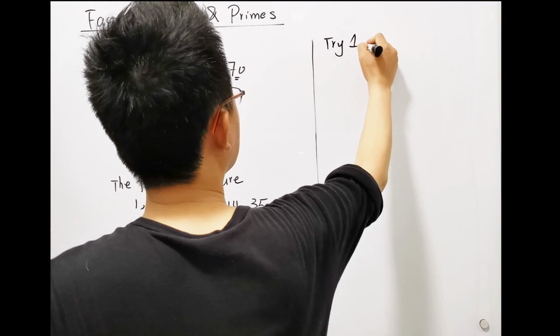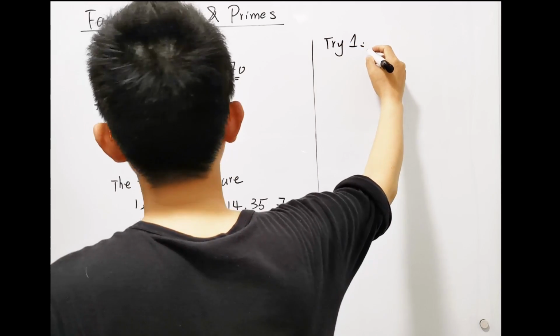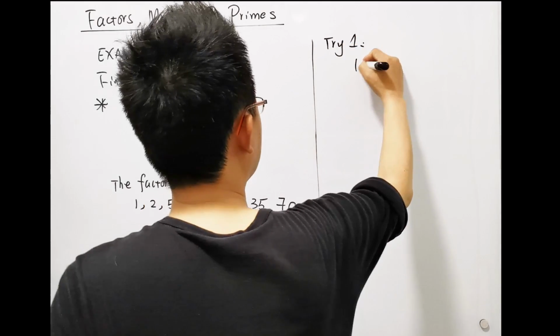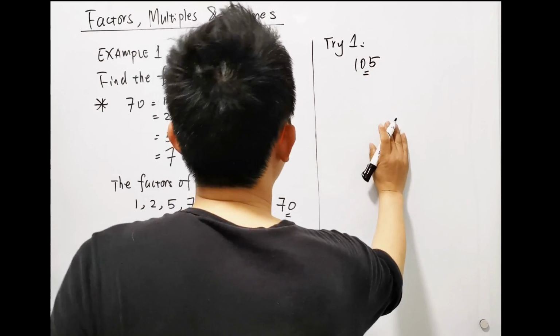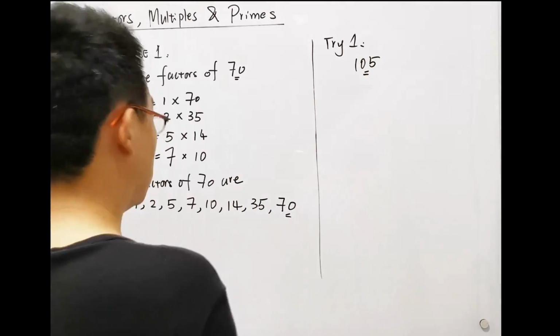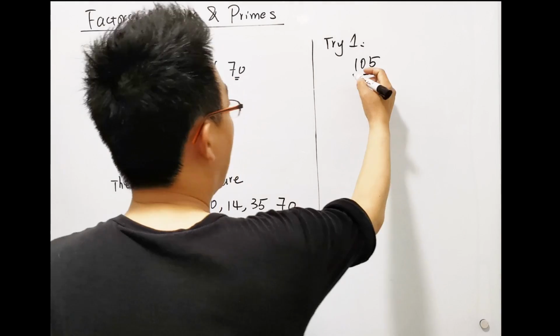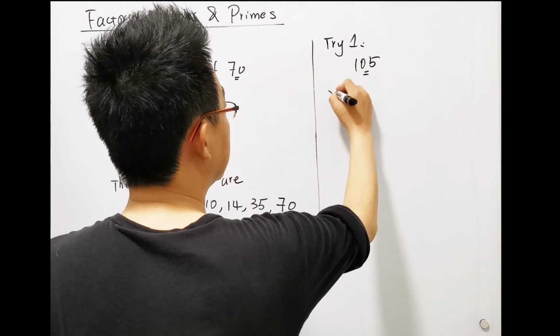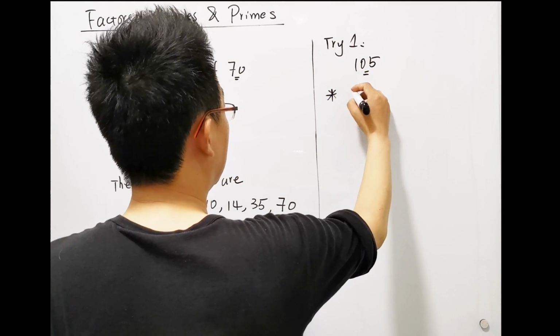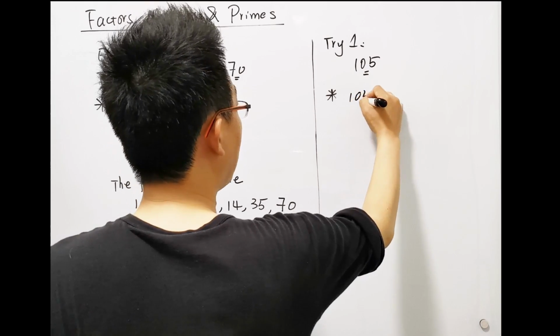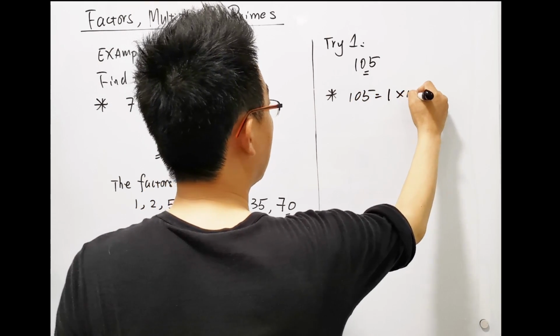Try one. Let's look at the factors of 105. How many factors do we have? We can use the same method. We find the factors of 105. We start with 1: 1 times 105, of course.